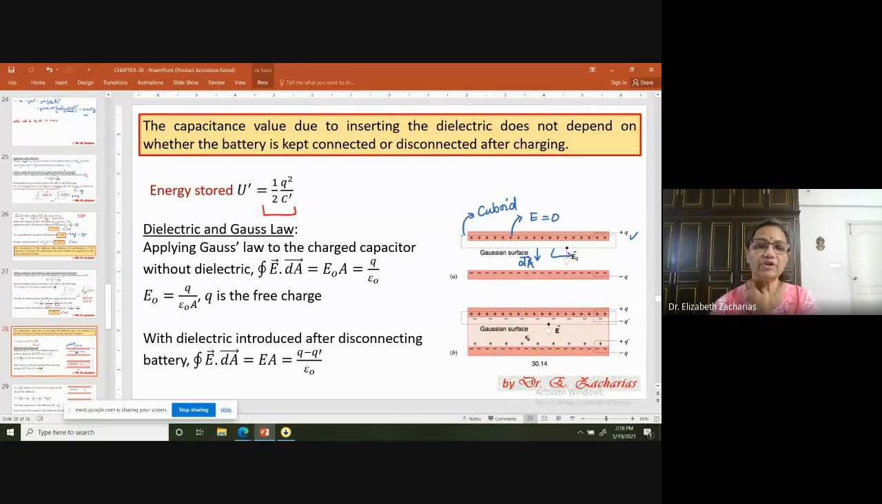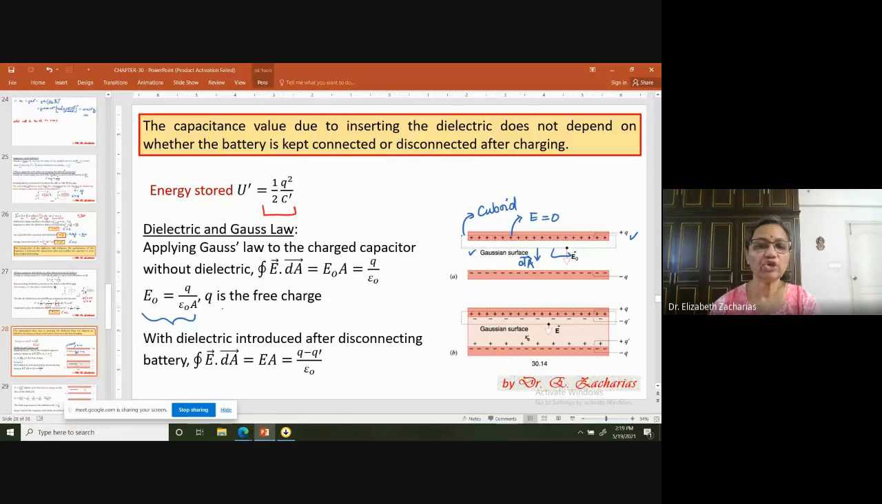Okay, so now if I do integral E dot dA, I will only have to consider this area. I'm showing a line, but this is actually an area. I have to just take only this area. So it is E naught into A. And what is on the right hand side? Net charge divided by epsilon naught. That is Q by epsilon naught. Or you're getting your E naught as Q by epsilon naught A.